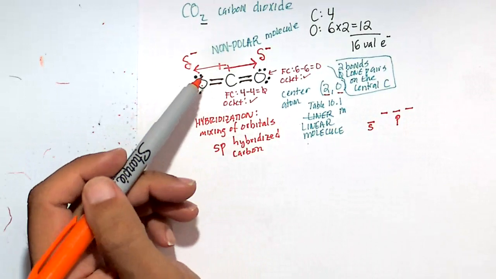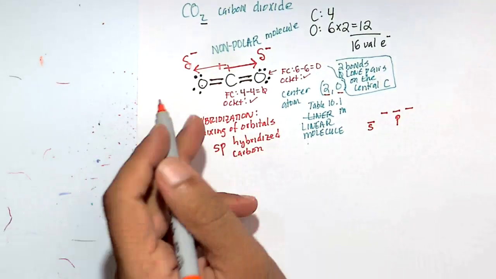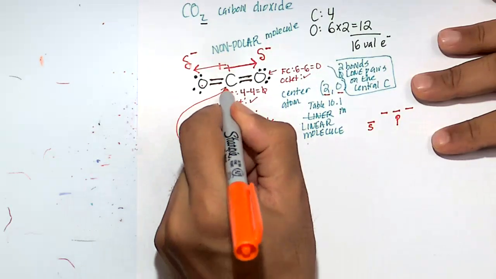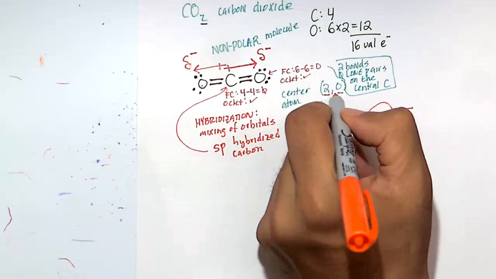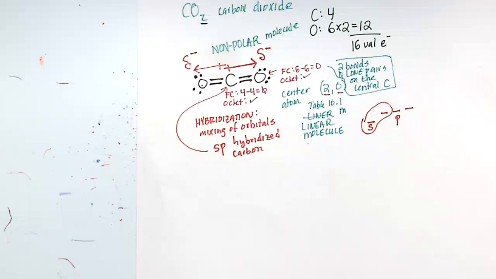So carbon dioxide is nonpolar, and it's an sp hybridized carbon. We took one s and one p. 1 plus 1 is 2. That's your 2 bonds and 0 lone pairs.